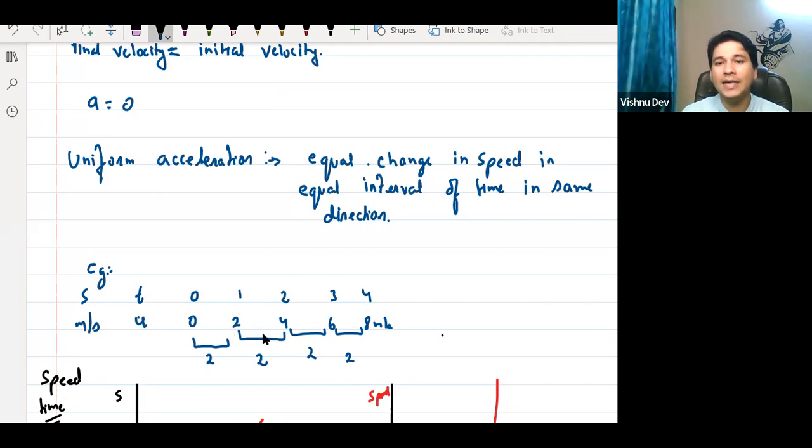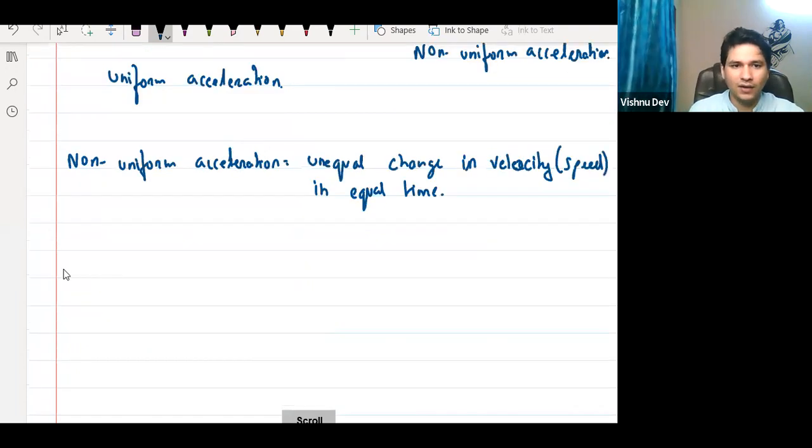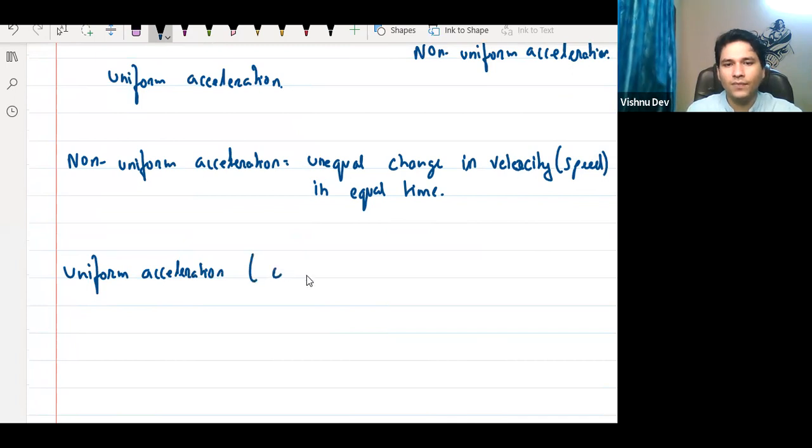Correct, Kartikeya. The speed is changing. The change is constant, but speed is changing. So if the speed is changing, then it is uniform motion or non-uniform motion? It was non-uniform. Got it? So I can write, uniform acceleration is also changing velocity, changing speed or velocity. It will change equally, but it will change. So it will be non-uniform speed.